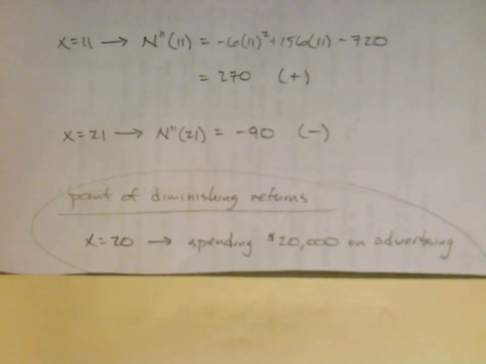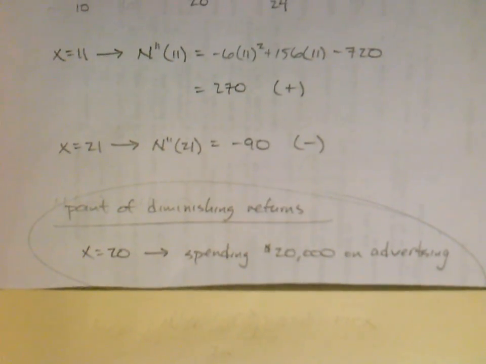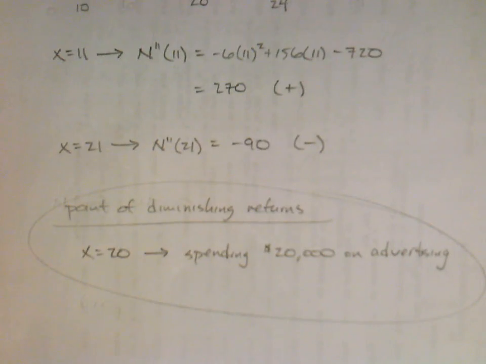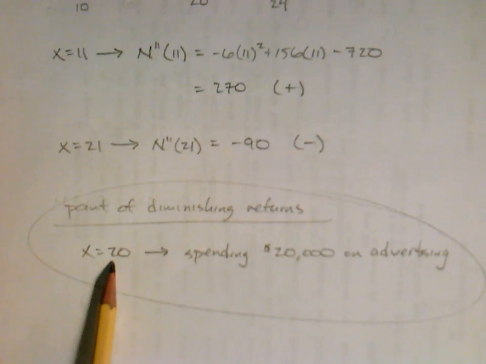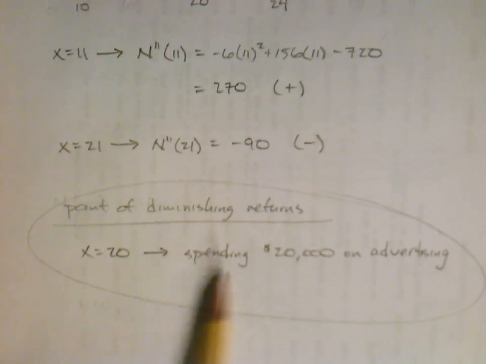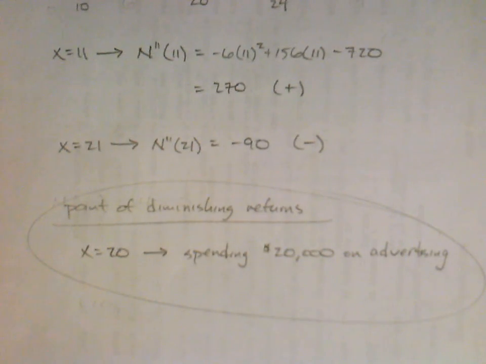So the point of diminishing returns, and I think it's appropriate for this question to just say that it occurs at x equals 20 or when you're spending $20,000 on advertising. Of course, you might plug that number back into the original function, maybe if you wanted to know exactly how many units you're selling. But I think in a question like this, we really want to know how much to spend on advertising. So if you spend $20,000 on advertising, then you are maximizing your return on your investment, if you will.